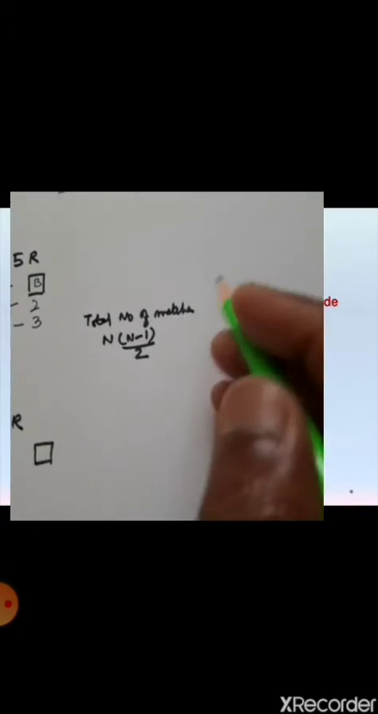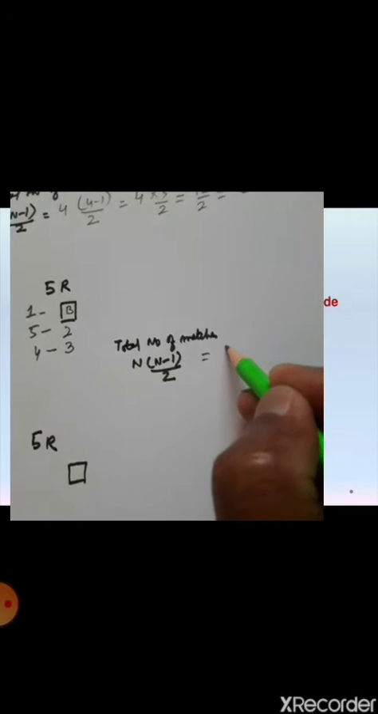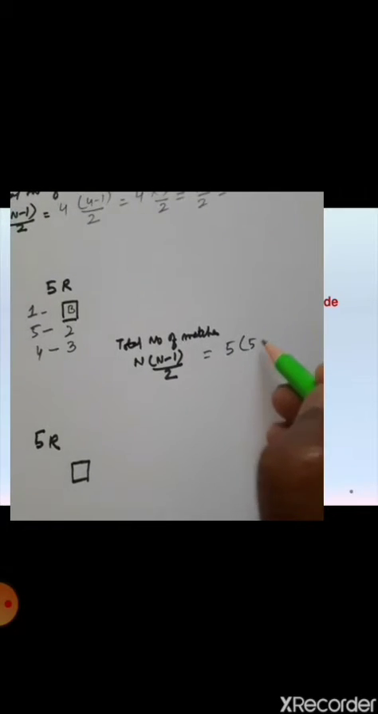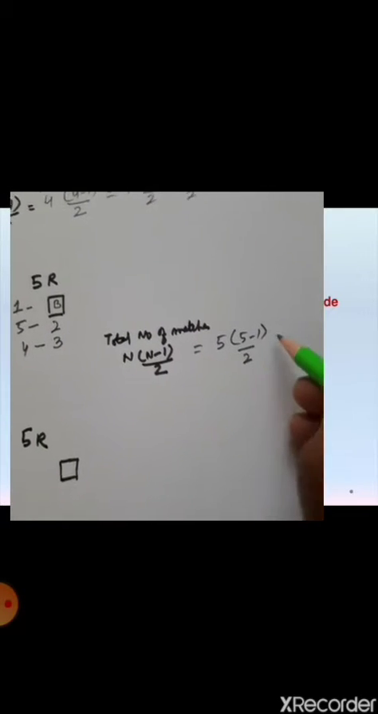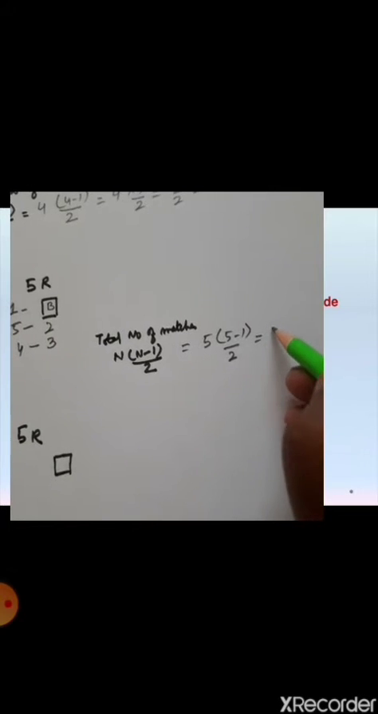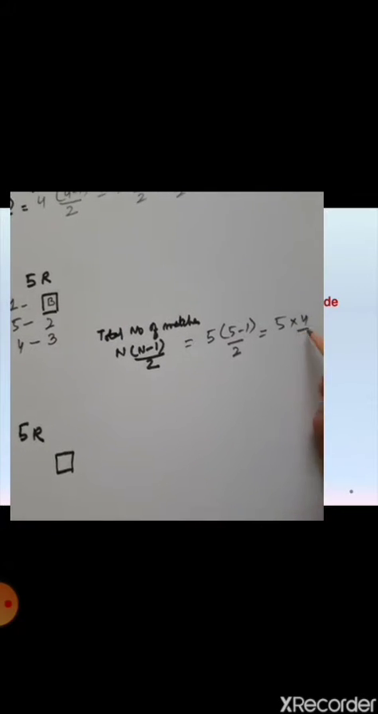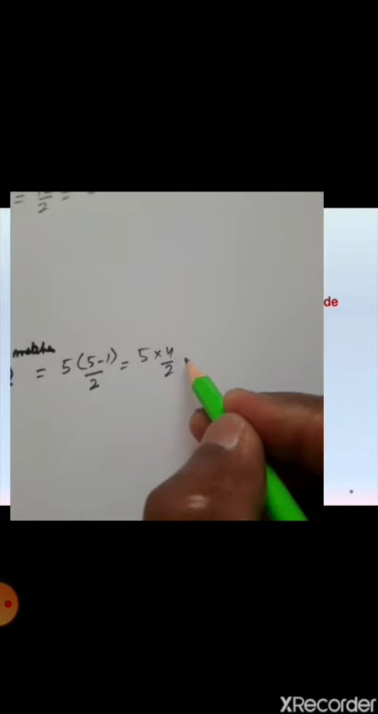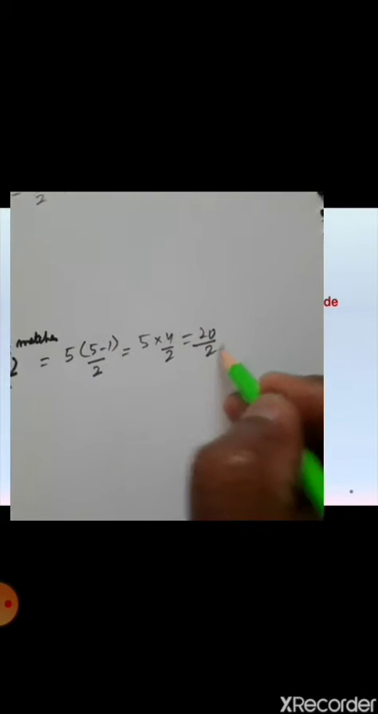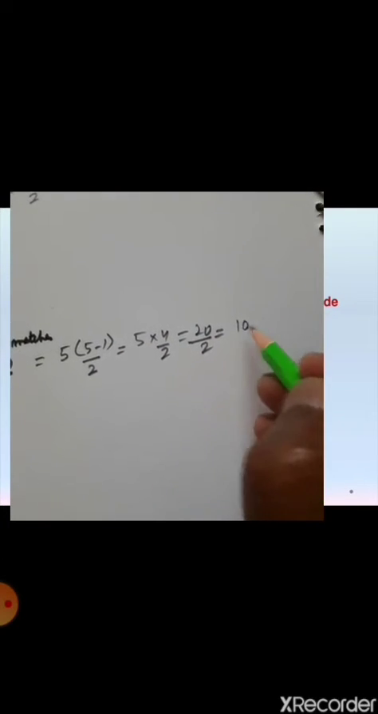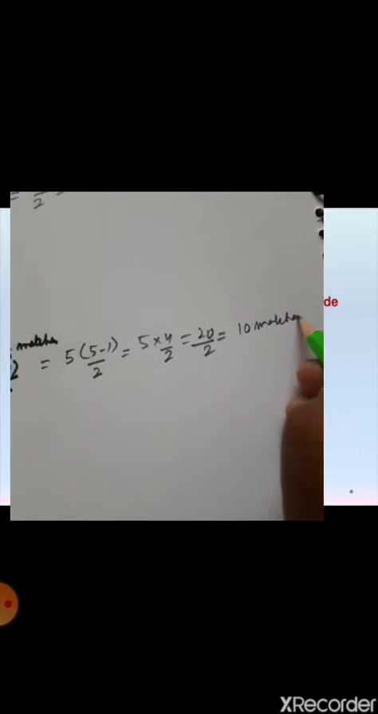Now let's calculate the number of matches. N is 5. 5 minus 1 upon 2 equals 5 into 4 upon 2 equals 20 upon 2, that is 10 matches. Alright, let's calculate.